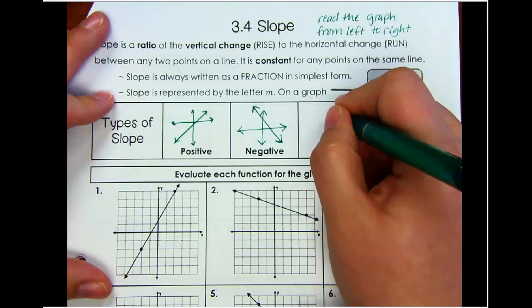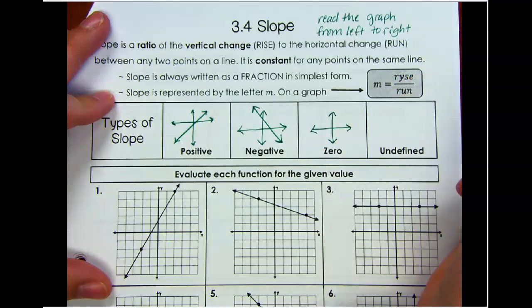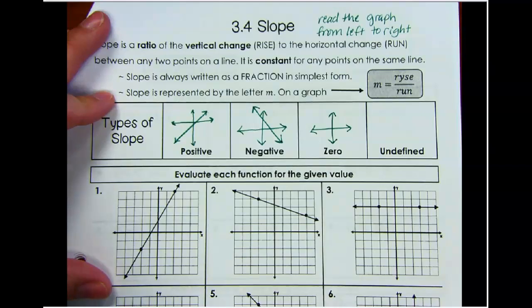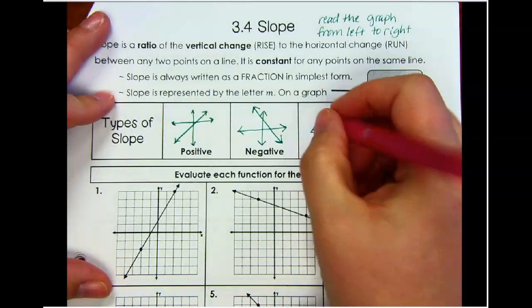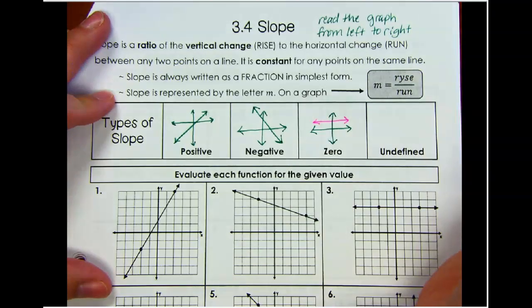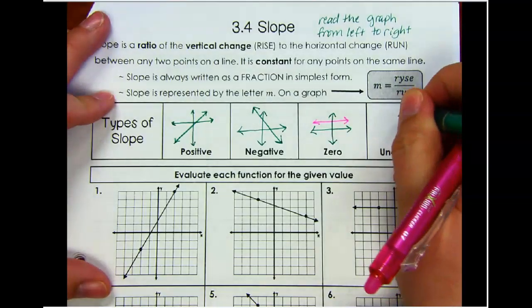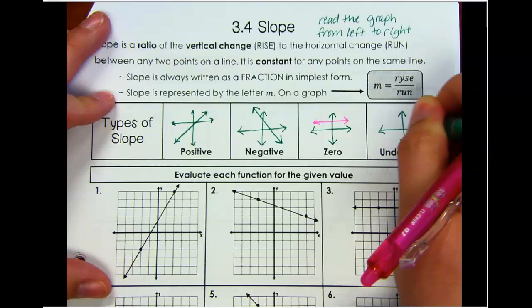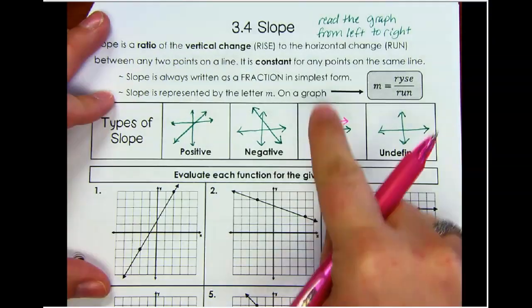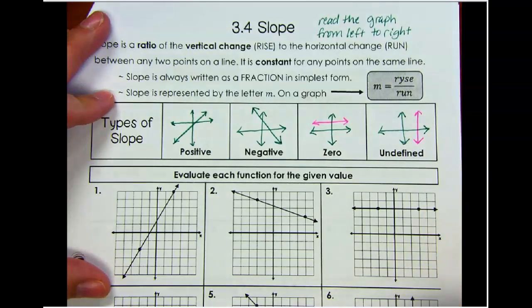Zero slope, so if I had something like this, I'm going to use a different color. I should have done that on all of this. Zero slope would look like, let's use pink, this. So zero slope is flat. It is a flat slope. And then undefined is vertical. Okay, so this one was horizontal. This one is vertical. So that's undefined slope.